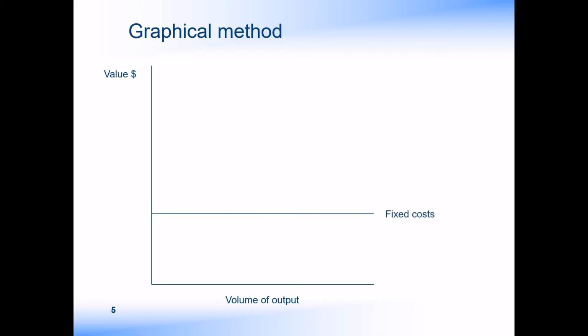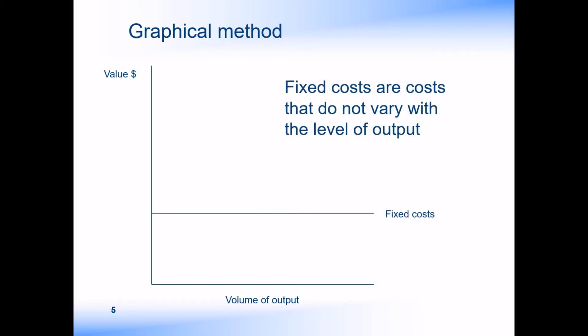Let's build up the graphical method. Firstly, we will establish the axes. The vertical axis represents the monetary value, and the horizontal axis represents the volume of activity or output. Now we can plot the level of fixed costs. Fixed costs are costs that do not vary with the level of output and are fixed for a given period of time. A typical example is rent. This will be incurred even if no output is produced.